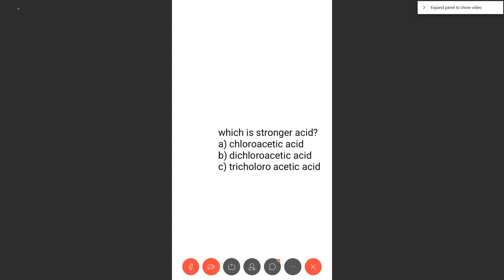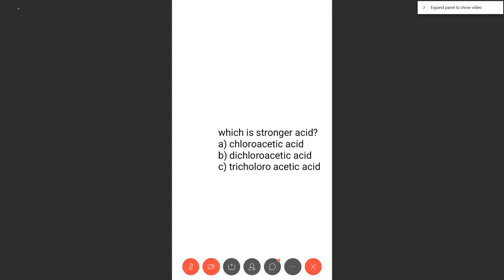Next question can be asked: compare the acidity between chloroacetic acid and normal acetic acid. Or we can ask by replacing the chloro group by a nitro group. Nitroacetic acid or normal acetic acid, which one will be the stronger acid? Chloro, nitro, these all have a minus I effect. They attract the electron cloud towards themselves.